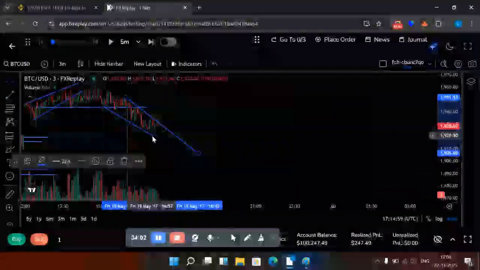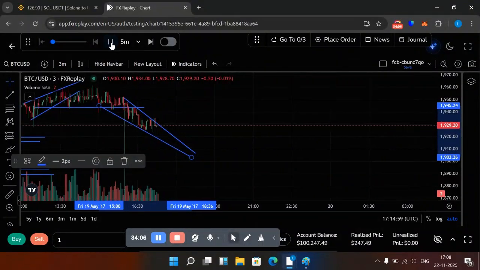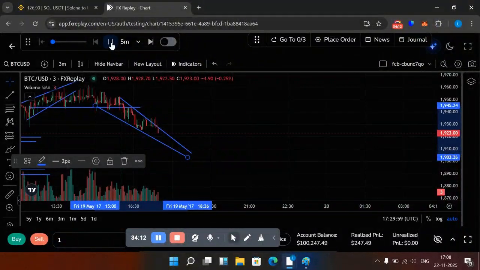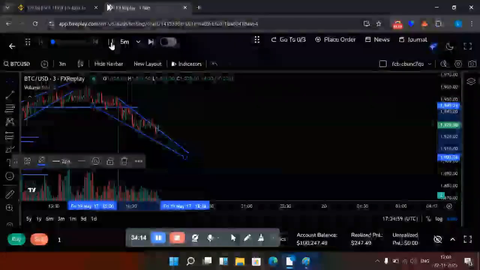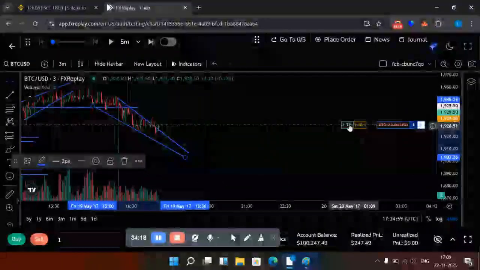Extend this. We have to see where's the breakout here. If it is upward, we are going to know that then. No, it is not upward. It is not a breakout. Yeah, now it is a breakout. Clear breakout. Click on buy.